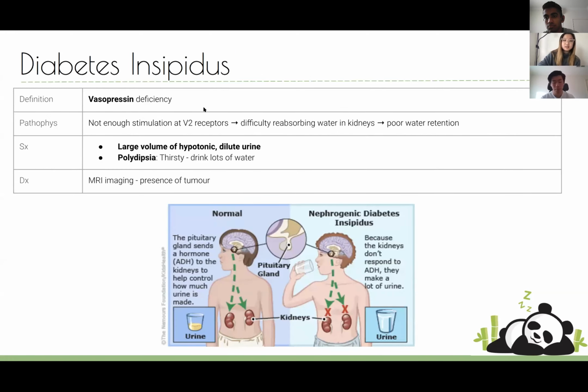Diabetes insipidus is when you have a vasopressin deficiency. So you don't get enough stimulation at V2 receptors, so you don't reabsorb enough water in the kidneys, and so you get poor water retention. Essentially that means you become quite dehydrated, and that causes large volumes of hypotonic and dilute urine. And because you're dehydrated, they get polydipsia. So they're very thirsty and they tend to drink lots of water. Usually you diagnose that by MRI imaging, and you'd see the presence of a tumor.